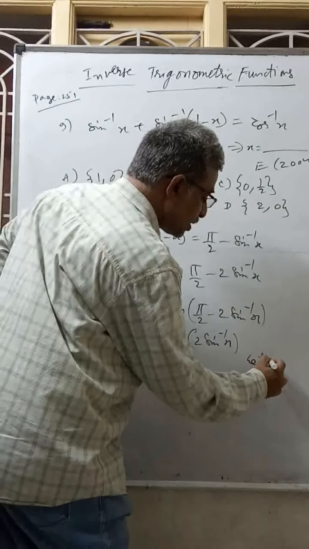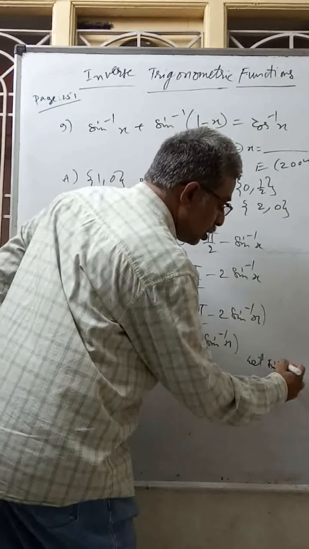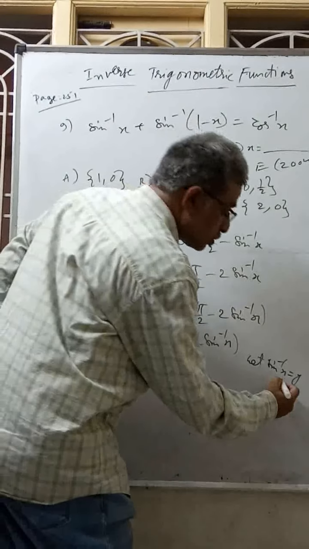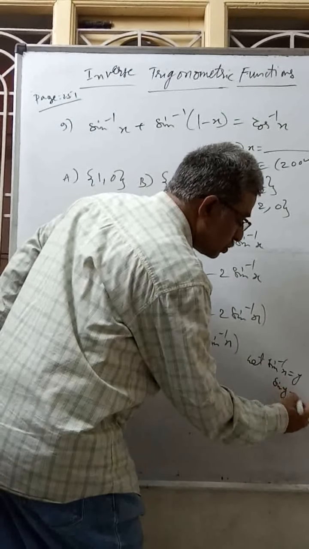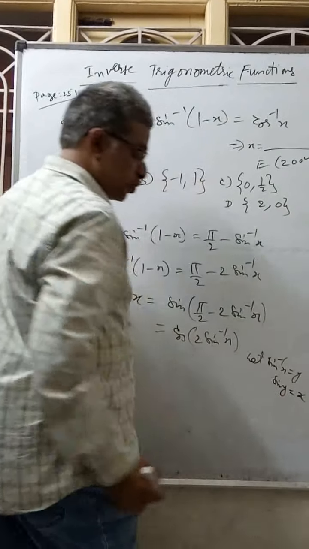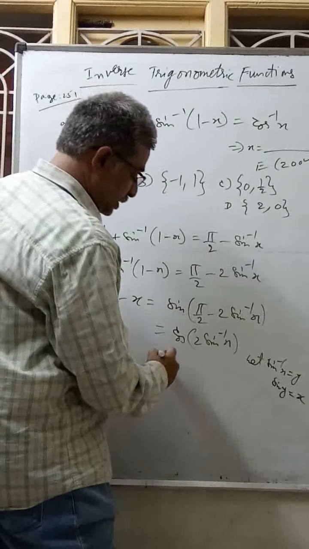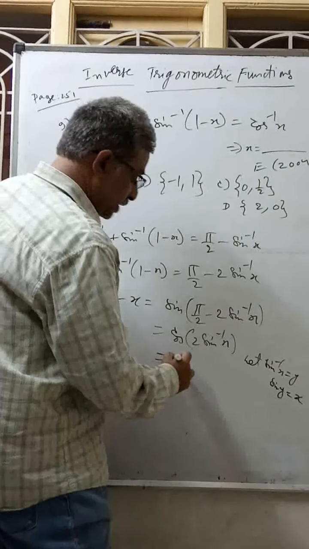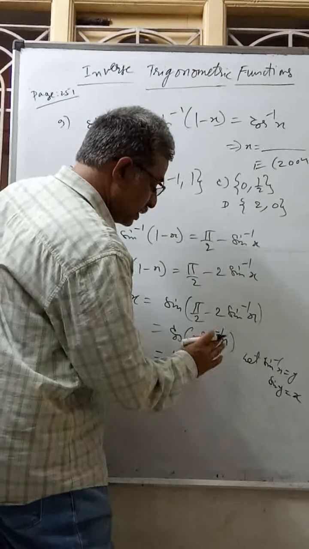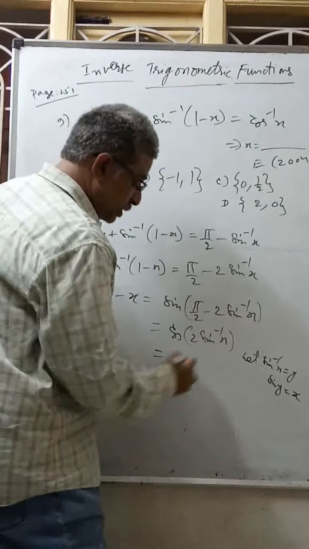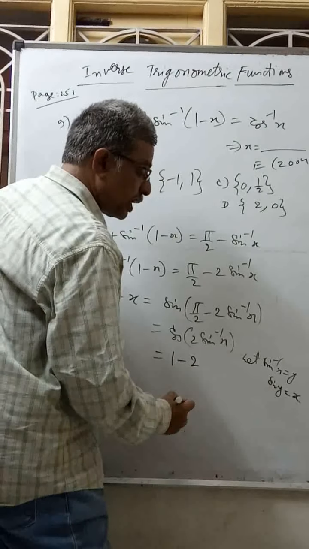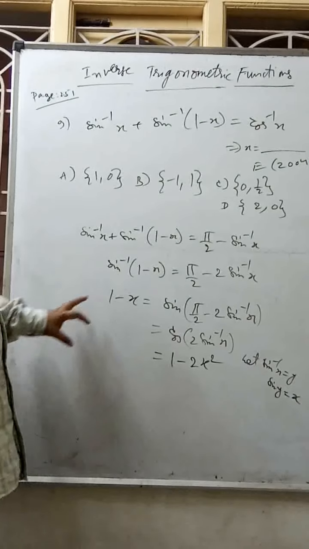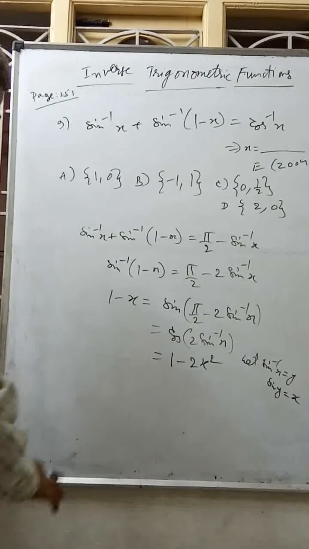If we don't know, I told you one more method also. Let sin inverse x equal to some y. So I need cos 2y formula, that's it. So from this sin y equal to x. So cos of 2y means, what is cos 2y formula? 1 minus 2 sin square y. Cos 2y is 1 minus 2 sin square y, which means 1 minus 2x square. So becomes 1 minus x equal to 1 minus 2x square.